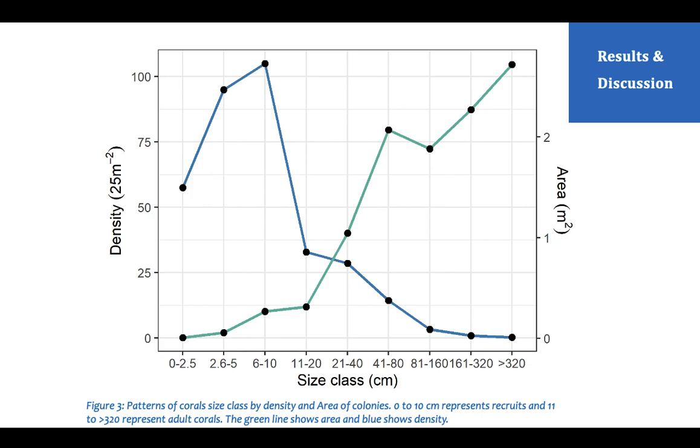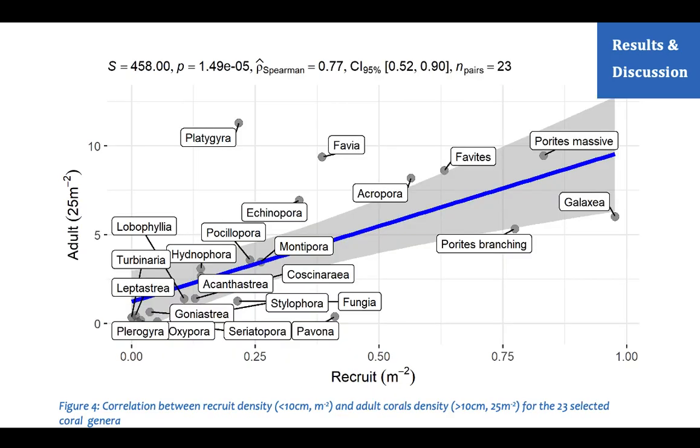And by looking at the density, I don't know how to point. In the green line, we see the density is increasing as the size of the colony increases, while on the recruit side the area is increasing, but on the adult side the area is going down as the size of the colony increases.